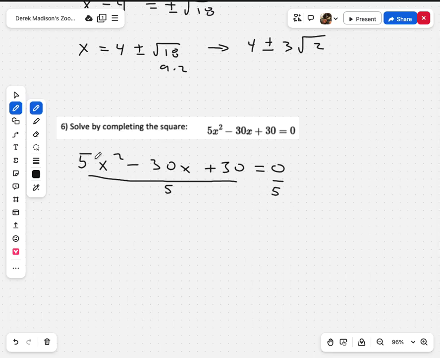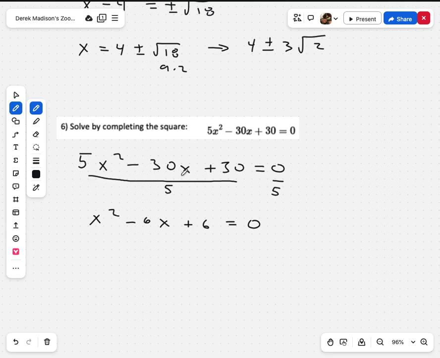So then 5 over 5, that would just leave us x squared, and that's what we're trying to get to, is a 1x squared. 30 over 5, that would give us a 6x, and then plus 30 over 5, that would give us a plus 6, equals 0.